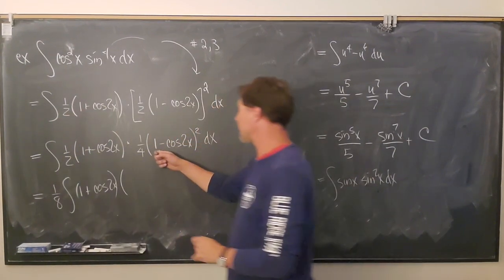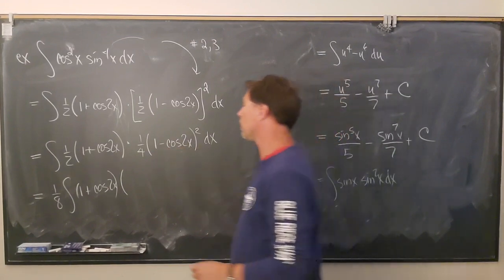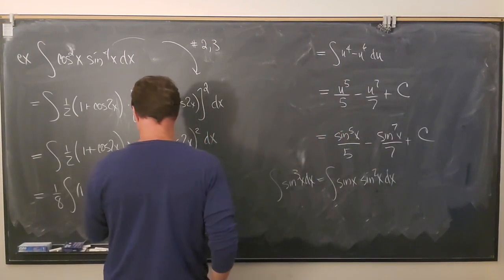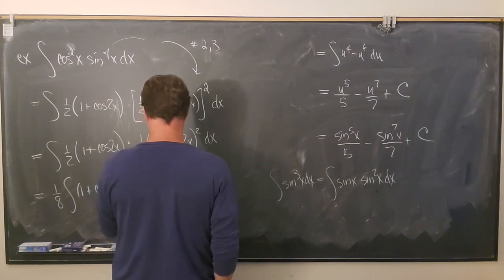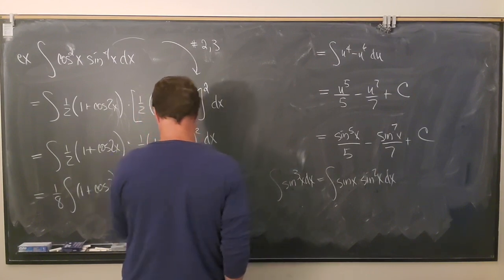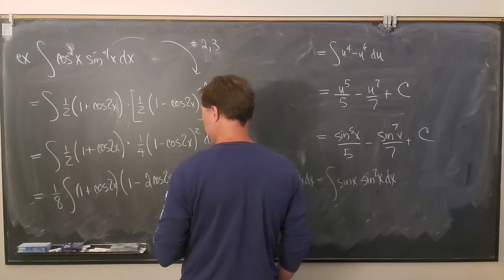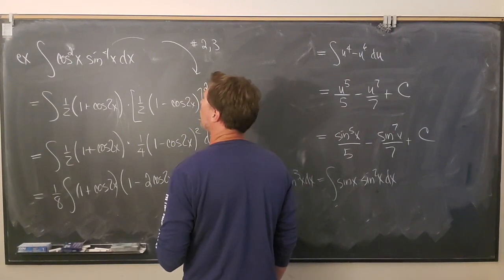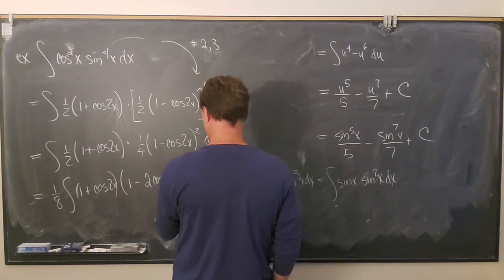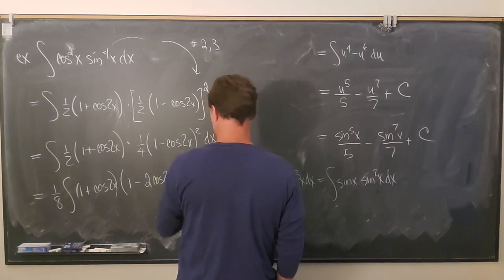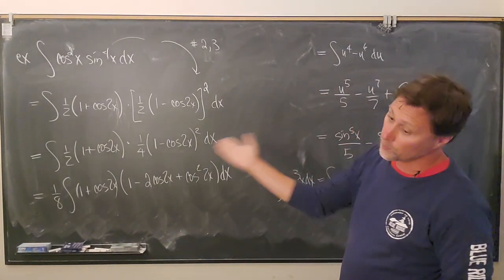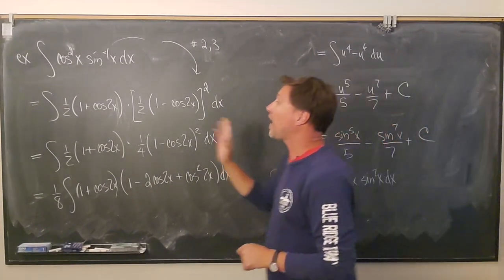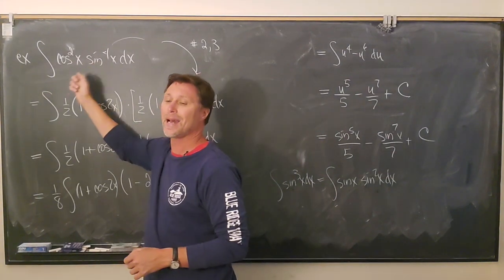But now what I'm going to do is multiply this piece out right here, and what we get is 1 minus 2 cosine 2x plus cosine squared 2x dx. Now I've got to multiply this mess out. So you can see when you have both even powers, it kind of becomes a mess.